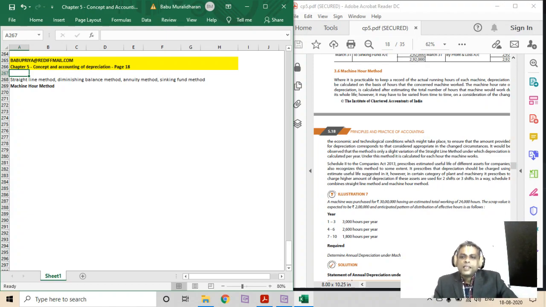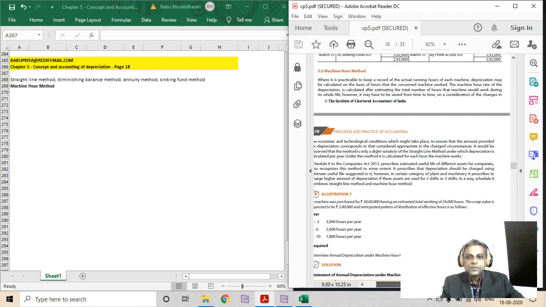When it is practical to keep records of the actual running hours of the machine, depreciation can be calculated on the basis of the hours that the concerned machine has worked. The machine hour rate of depreciation is calculated by estimating the total number of machine hours that the machine would work in its life. However, it may be varied from time to time on consideration of change of economic and technical conditions, etc.